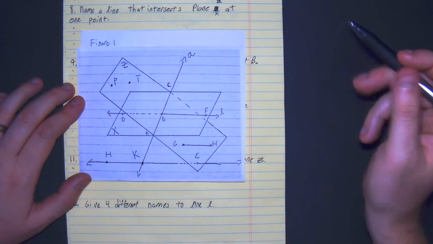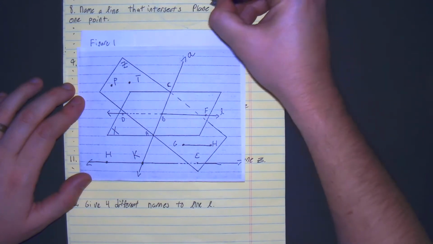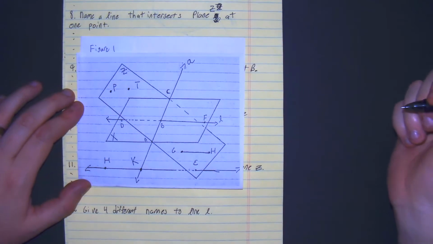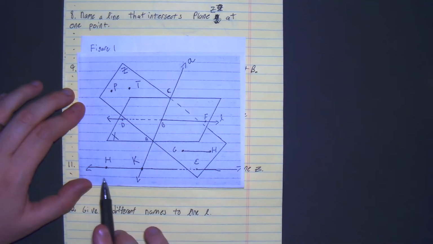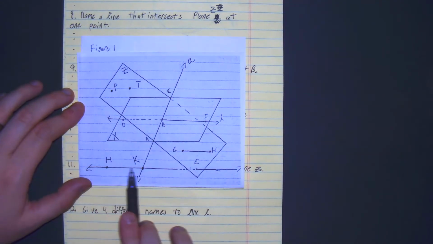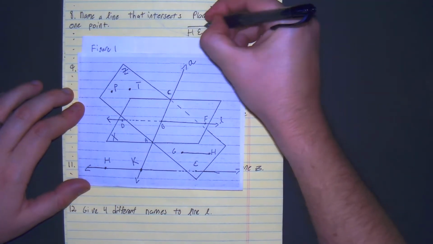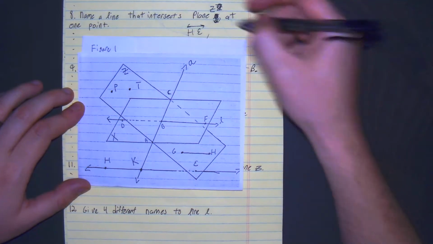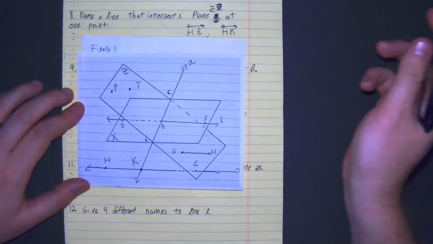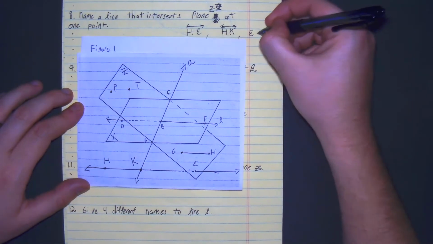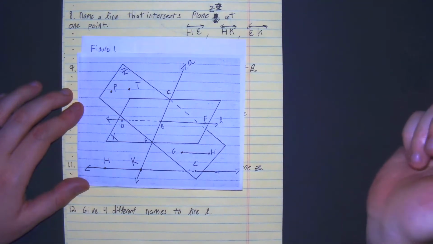So name a line that intersects plane Z. Wow, that's hilarious. Mess up, mess up, mess up. So name a line that intersects plane Z at one point. Plane Z is here. The line that intersects it at one point would be line HE. It could be HK. It could be EH. It could be EK. Doesn't really matter as long as you depict it correctly. There we go.